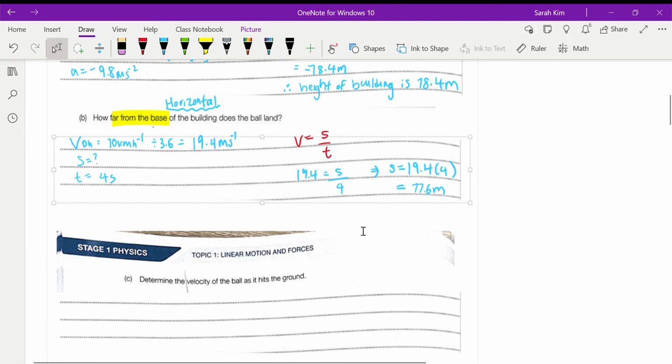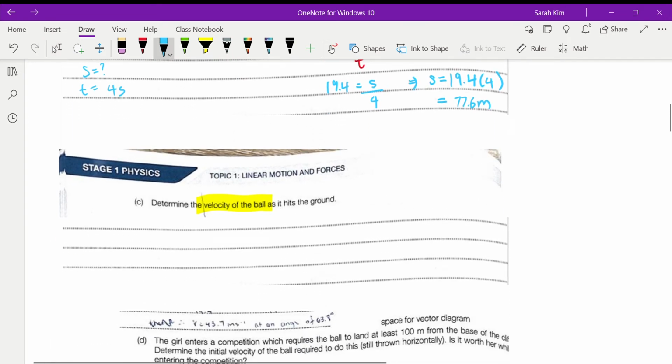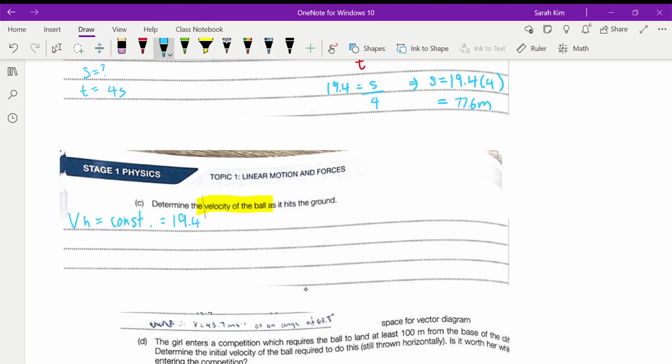Alright, determine the velocity of the ball as it hits the ground. So, now, let's have a look. You have to figure out the vertical and the horizontal component, but what we do know about the horizontal component is that it's constant wherever it is. So we should know that constant was 19.4. Now what we have to find is the vertical component. So we'll have to figure that one out. Obviously we know some facts. 9.8. So we write all the facts that we know. My time is 4 seconds.